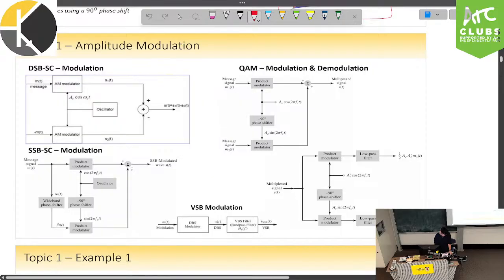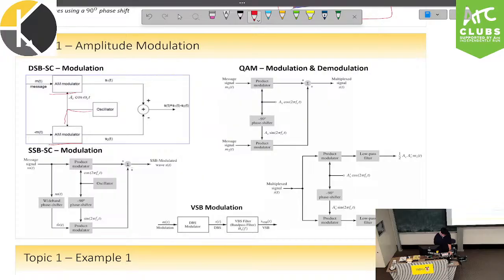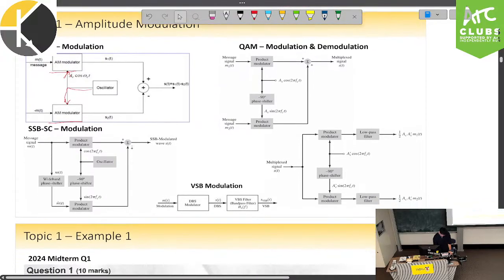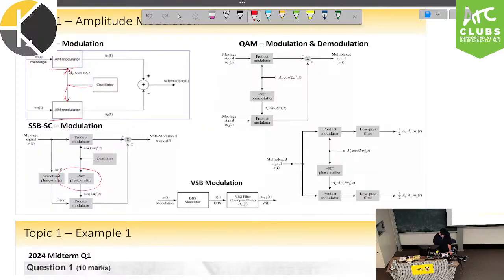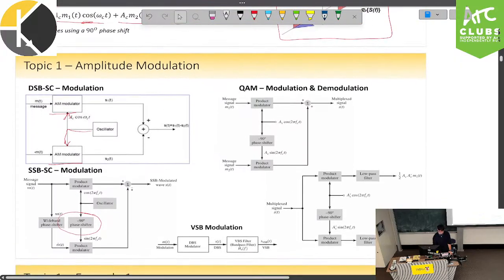DSB is simply 2 AM modulators multiplied by the same carrier frequency, and then you subtract one from the other to get DSB. SSB is quite similar, but in this case you are phase shifting one of your products so that when you subtract you will end up removing one of the sidebands.